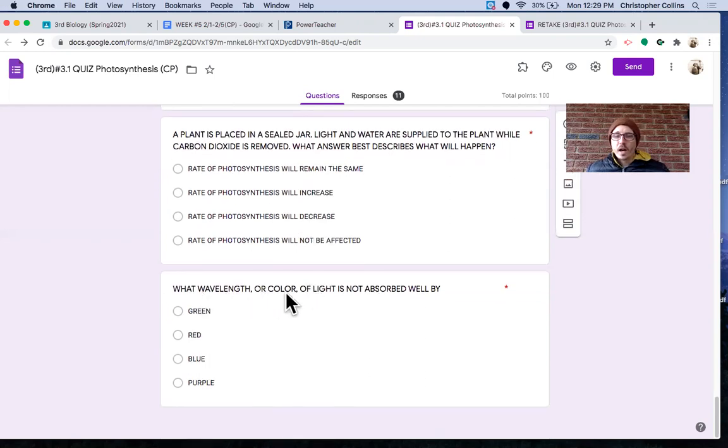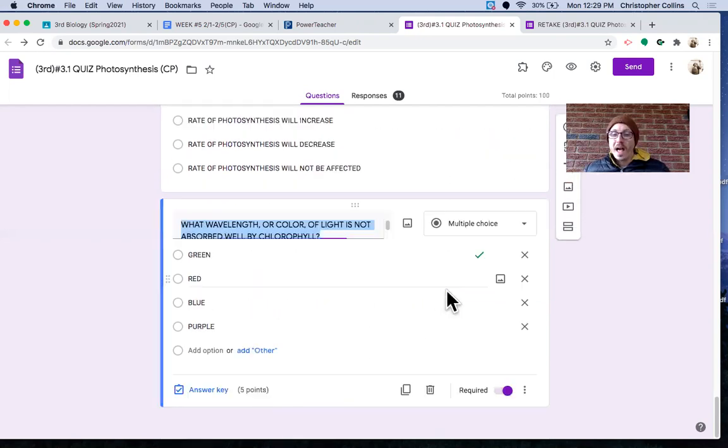What wavelength or color of light is not absorbed well by plants, by chlorophyll? Well, again, what color are most plants? That's going to be green. So plants love all colors except for green. It's why they reflect it back at our eyes.